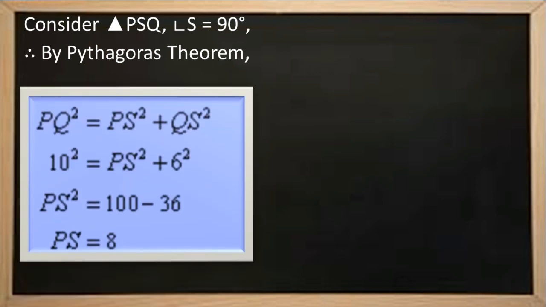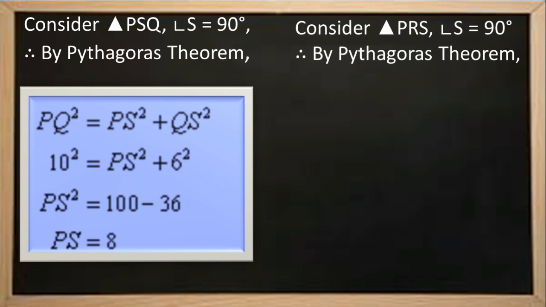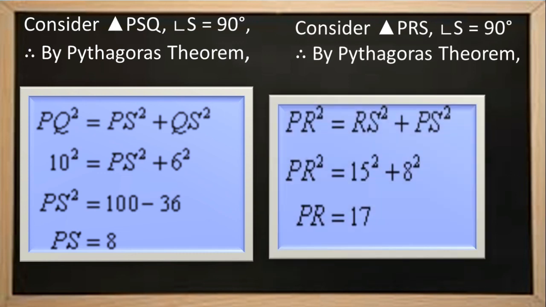Consider triangle PSQ as angle S is 90 degrees. By Pythagoras theorem, PQ square is equal to PS square plus QS square, which value will be equal to 8. So use this value, PS is equal to 8 centimeters, to calculate the length in the given triangle PRS. Hence PR will be equal to 17 centimeters. So 15 square plus 8 square will lead to the value of 17 square.